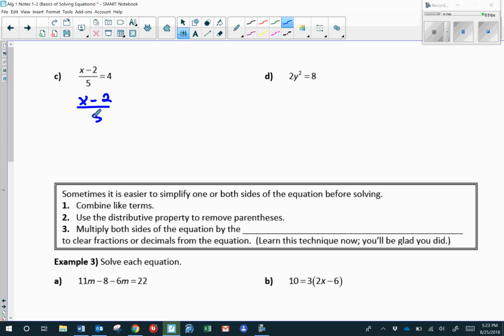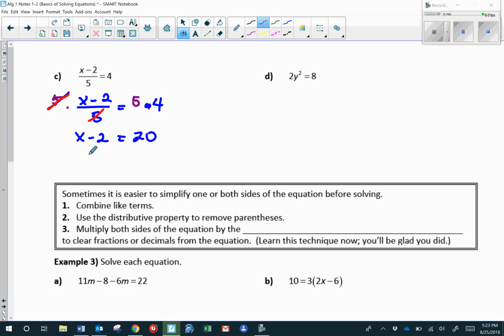So what I'm going to do to both sides of the equation is multiply it by 5. So 5 times x minus 2 over 5 equals 5 times what was originally on the other side of the equation, 4. On the left side, our 5's cancel. That is, the multiplication and division undo each other. So that leaves us with x minus 2 is equal to 5 times 4, which is 20.